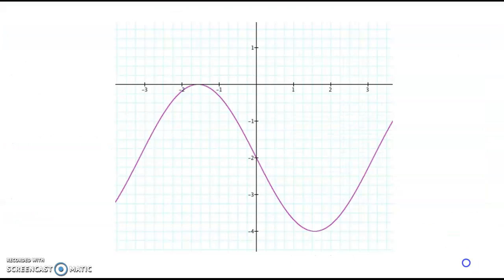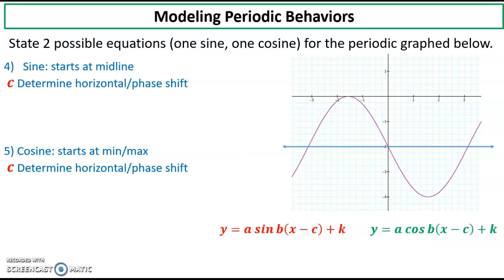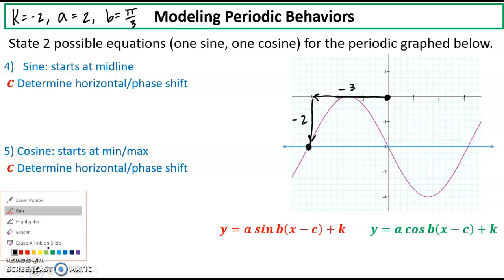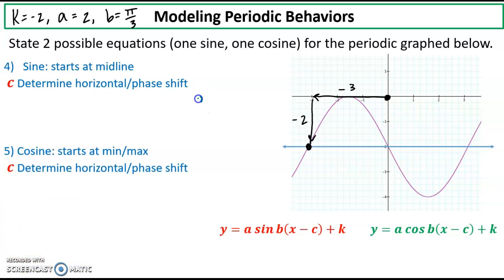I'm going to run out of time. I didn't want to do that. So for sine, if I start at my midline, here's my midline. I drew it in. From 0, 0, because that's where sine starts, I've moved to the left 3 units and I've moved down 2 units. I already know K is equal to -2, A is equal to 2, and B is equal to pi over 3. So what is my C value for my sine graph? I moved to the left 3.